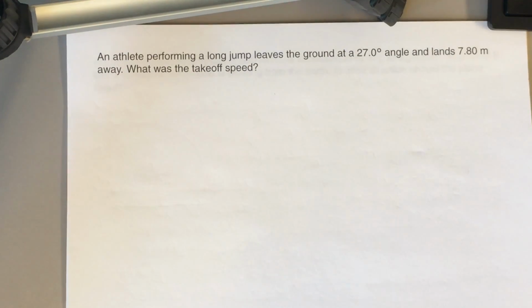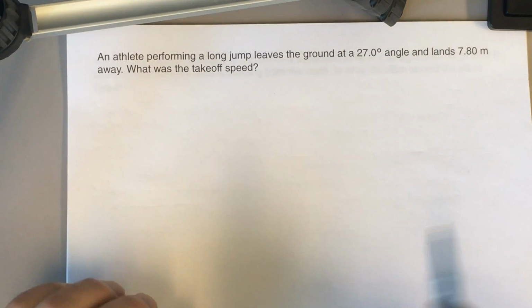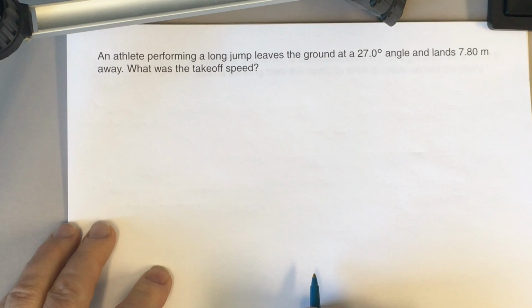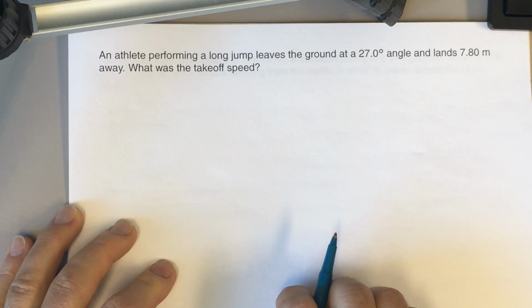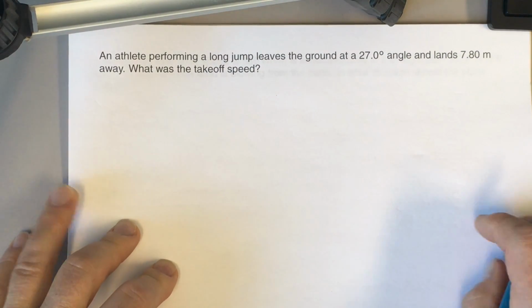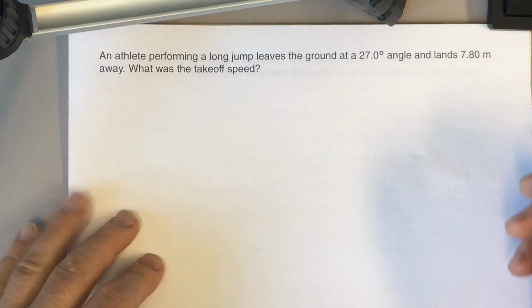An athlete performs a long jump, leaves the ground at 27 degrees with respect to horizontal angle and lands at 7.8 meters away. What was the takeoff speed? So again, we have here two numbers.